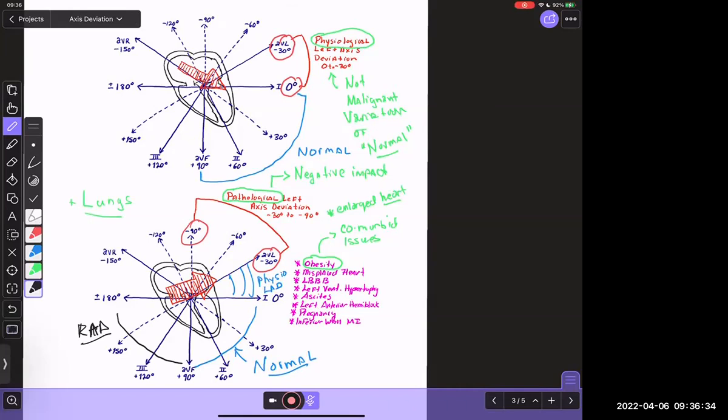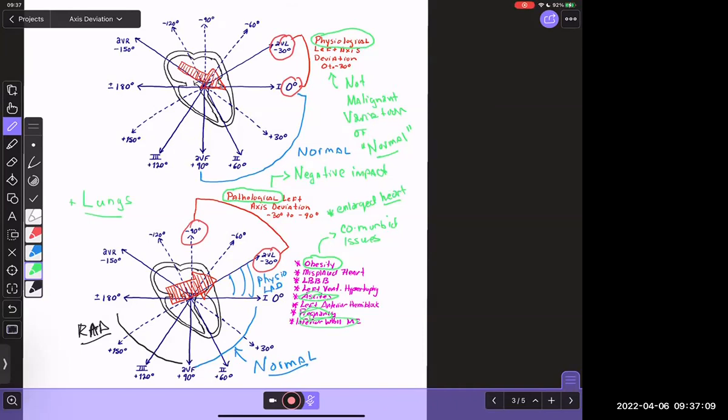Okay. Obesity also tends to lead towards cardiomegaly and cardiomyopathy, which is an enlargement of the heart. And with that enlargement of the heart, you'll start to see pathological left axis deviation. Ascites, left anterior hemiblock, which we will talk about, pregnancy, and inferior wall MI can also cause a pathological left axis deviation. Okay, so any questions there? Everyone with me? All right.